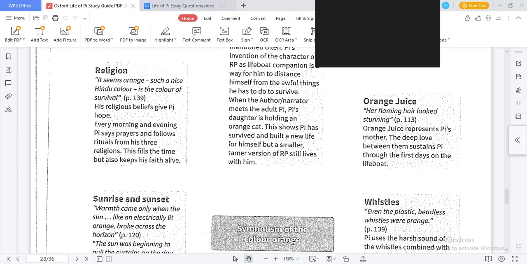And let's go clockwise. Orange juice. So you can use the statement: her flaming hair looked stunning. Orange juice represents Pi's mother. The deep love between them sustains Pi through the first days on the lifeboat. So orange juice refers to his mother. Remember, this was the orangutan.